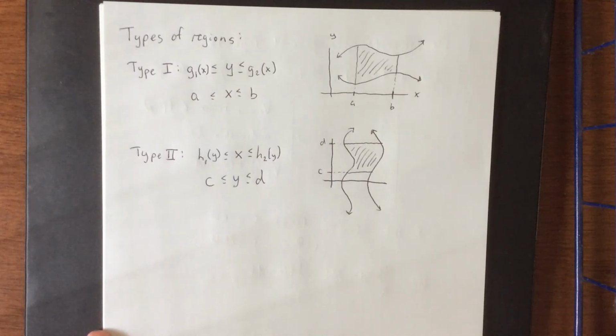Now there is a third type of region, but we're going to get into that in the next section, so we're not going to worry about it here. So in the next video, we'll go over some examples of type 1 or type 2 regions and how to set them up as such.